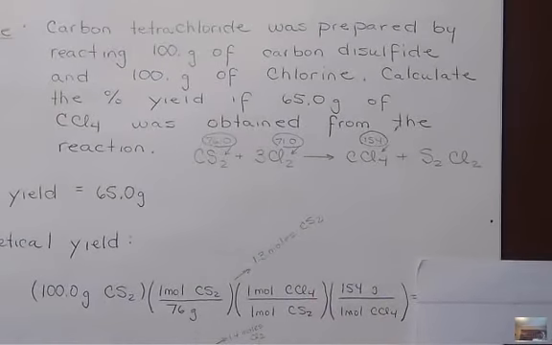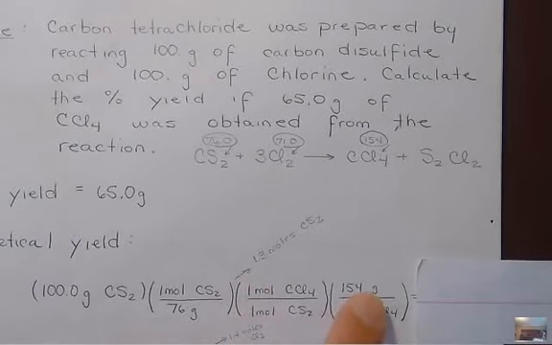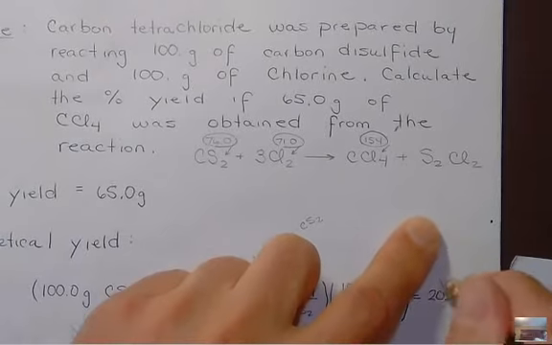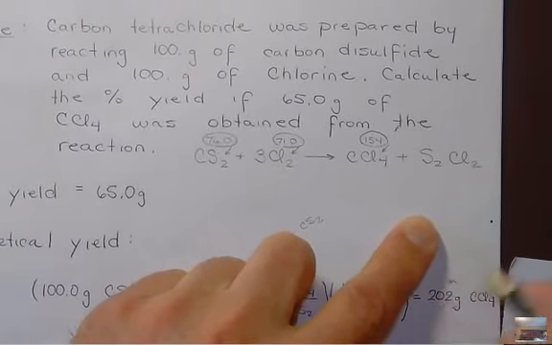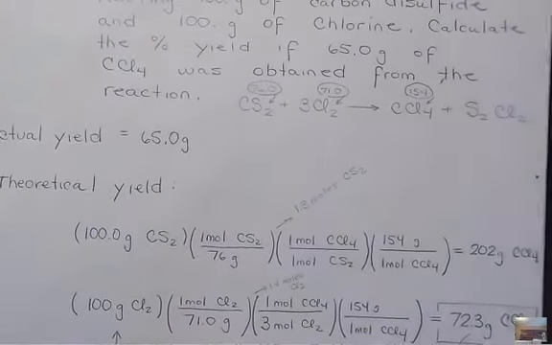Okay, get the answer. 100 divided by 76. Times 1 divided by 1 doesn't change anything. So 100 divided by 76, then multiply by 154. I get 202 grams. Okay? Maybe that's right. We're going to see.